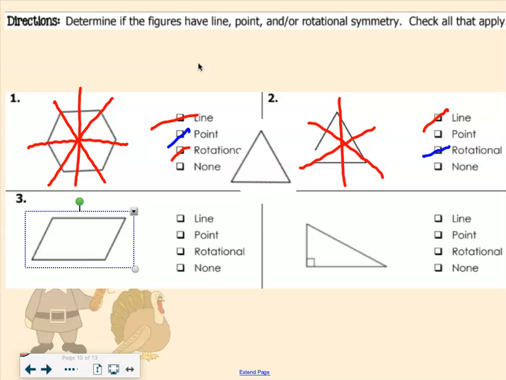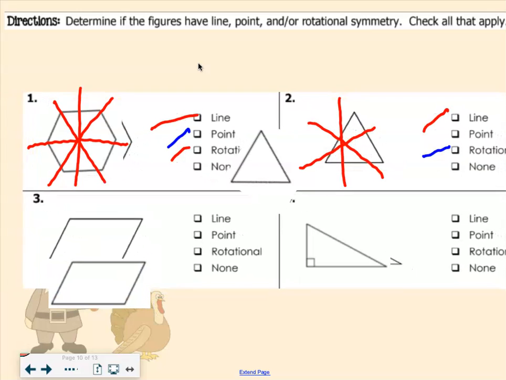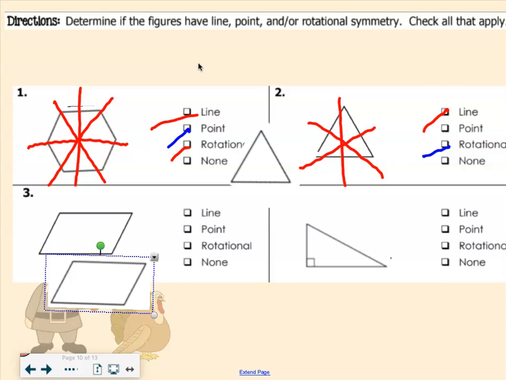What about point? If I spin it, 180. Do I get the same thing? Oh yeah. My bad. Rotational? Yes, we just did it. So if it has point symmetry, then it definitely has rotational symmetry. But not if it has rotational, it doesn't have point. Perfect. Nailed it.